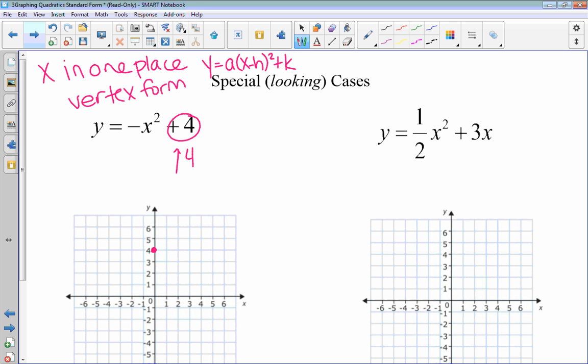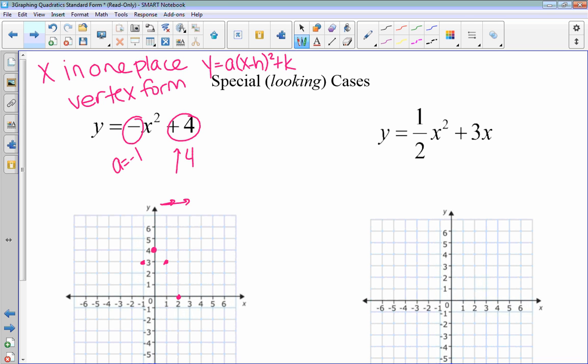Now from here we need to use this a value of negative 1. And we're going to go out 1 from my vertex. 1 squared is 1. 1 times negative 1 is negative 1, so we go out 1, down 1. This time we're going to go out 2. 2 squared is 4. 4 times negative 1 is negative 4, so we're going to go out 2, down 1, 2, 3, 4.